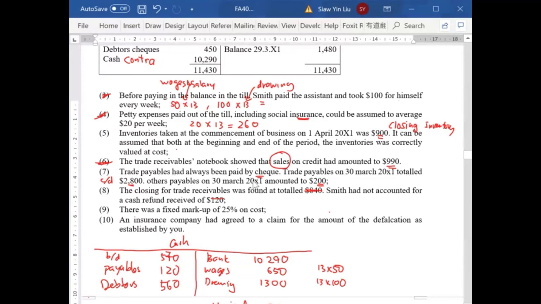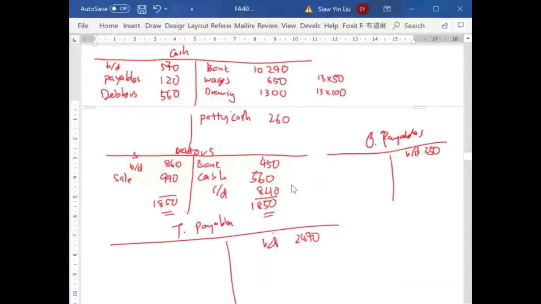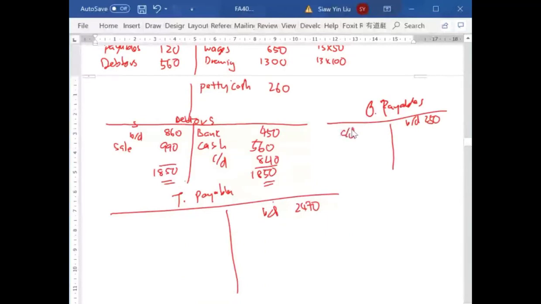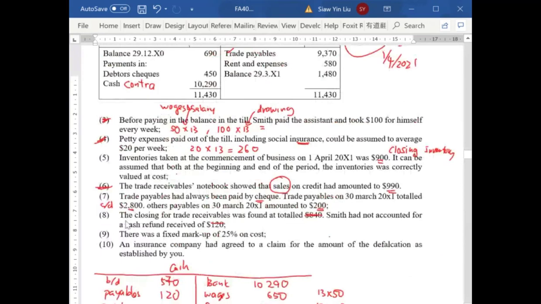Okay, the trade payable has always been paid by check. That means other payable will be paid by cash. So here the total amount at year end is 2008. So this you carry down. Total for this other payable carried down is 200. So this one 200, here 2008. Since this is a payable, on this side you will always have purchases. Remember or not? Purchases, because payable, right? You're buying from them.